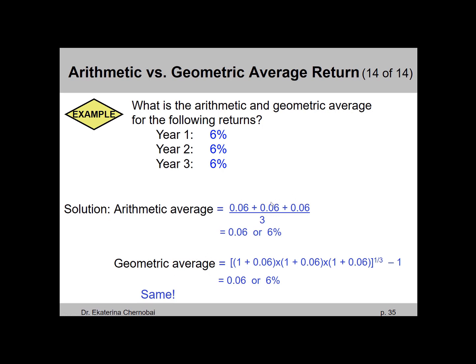Okay, I hope this topic is clear, and it's important for the exam coming up, and just in general. Now you have a better understanding of what we mean by average, and in the real world, when you make an investment for 1 year or for several years, which one of the two averages is more appropriate to look at.